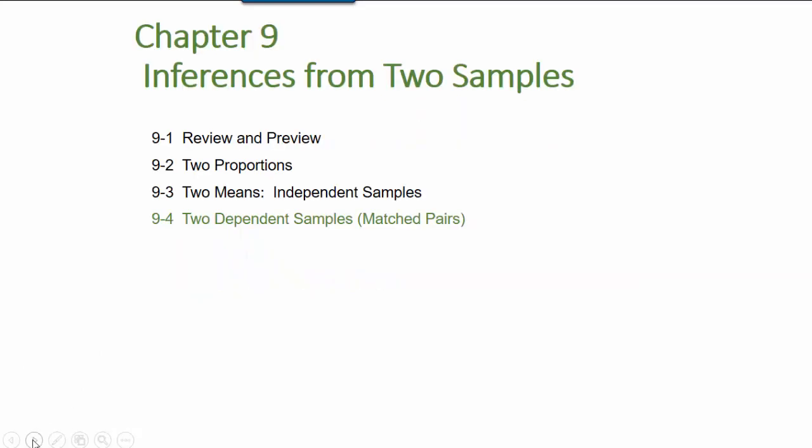So that concludes section 9.3. The next section that we'll be covering in class is going to be section 9.4, two dependent samples, matched pairs.